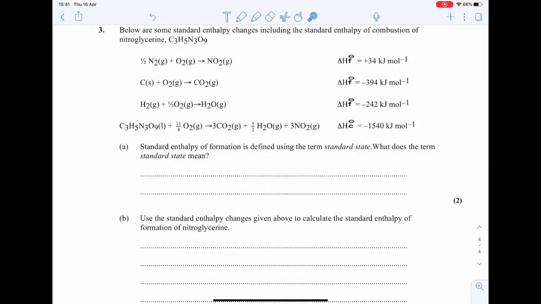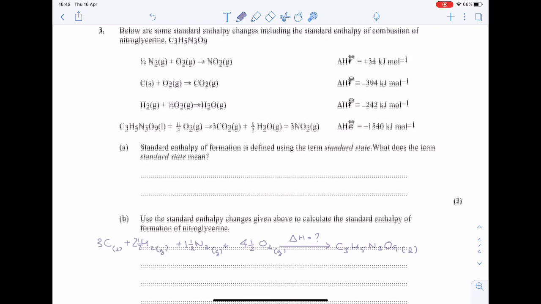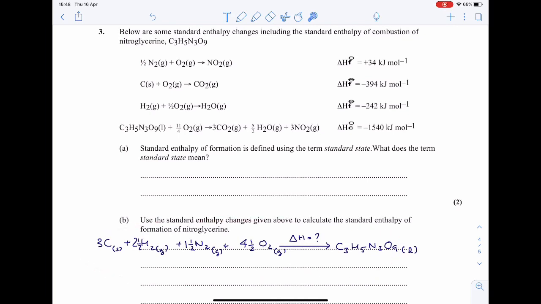So lastly, let's look at this question where we're given a combination of enthalpy formation and combustion data to work out the enthalpy change of a reaction. So the question here is asking us to work out the standard enthalpy formation of nitroglycerin using the enthalpy change data above. So what I'm going to do first is write the equation for the enthalpy of formation of nitroglycerin. So I've written now the equation that I want to work out enthalpy change for, which is the enthalpy formation of nitroglycerin.